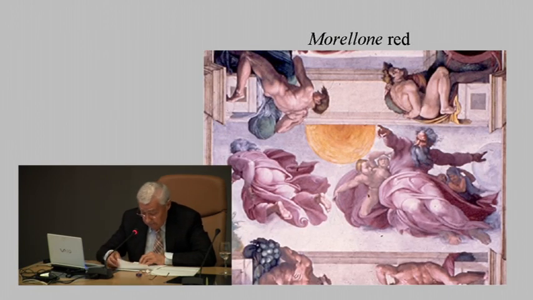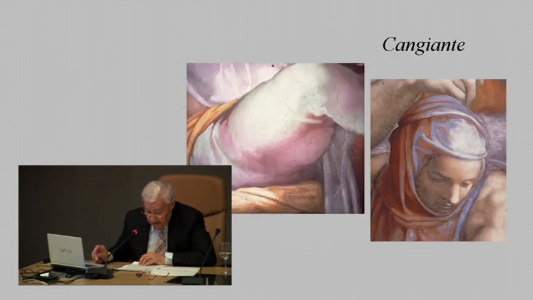Here, the dominant color is Morellone red in its purple and pink variations that recall the robes of figures in medieval Roman painting. Michelangelo adopts the ancient technique of cangiante, which consists of juxtaposing pure colors that are completely complementary and used in a very personal way to give volume to his figures.